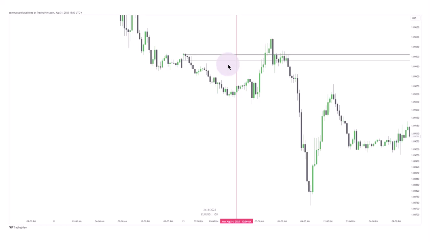I know that resistance will always be tested. And from all the examples I've been showing, you can see that price is always magneted to these areas. That means it's always tested and rejected. I think that sounds fair, right?